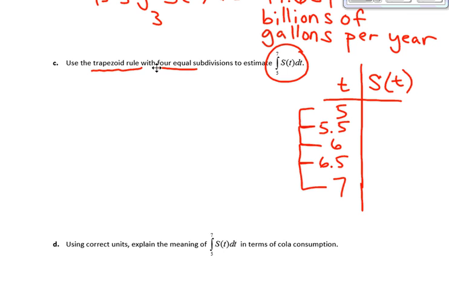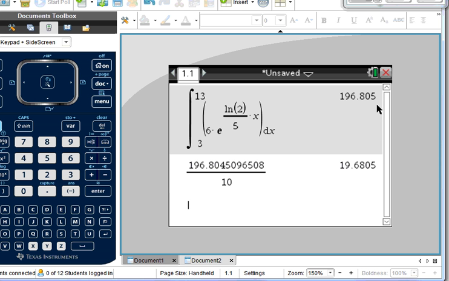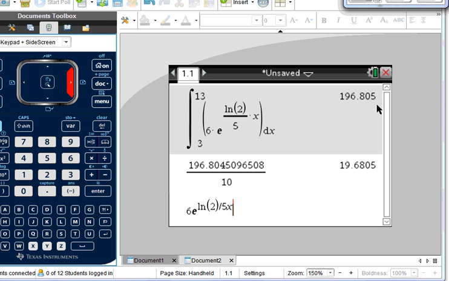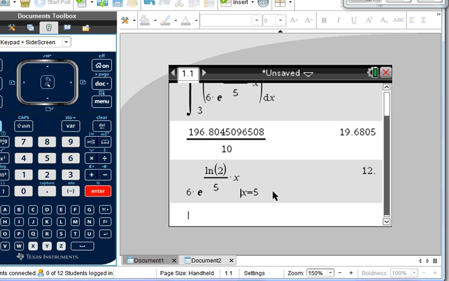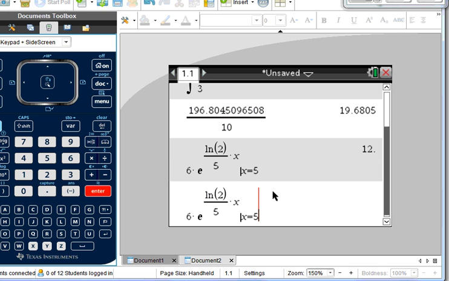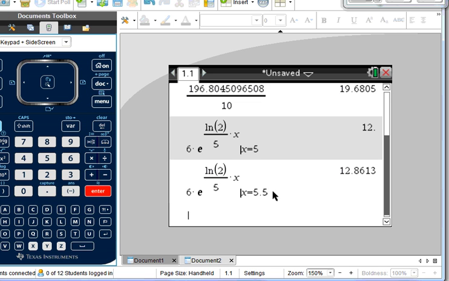Now, I'll show you how I would do this in the calculator. You might have a different method, and that's totally fine. So I would go ahead and plug in my equation into the calculator. And then I would use the such that button, which is the control equals. So I would use that such that button there, and then say x equals 5. Okay, so that's 12. Then if you just go back up, hit enter, and now I want to know when x equals 5.5, and then continue doing that for each number.